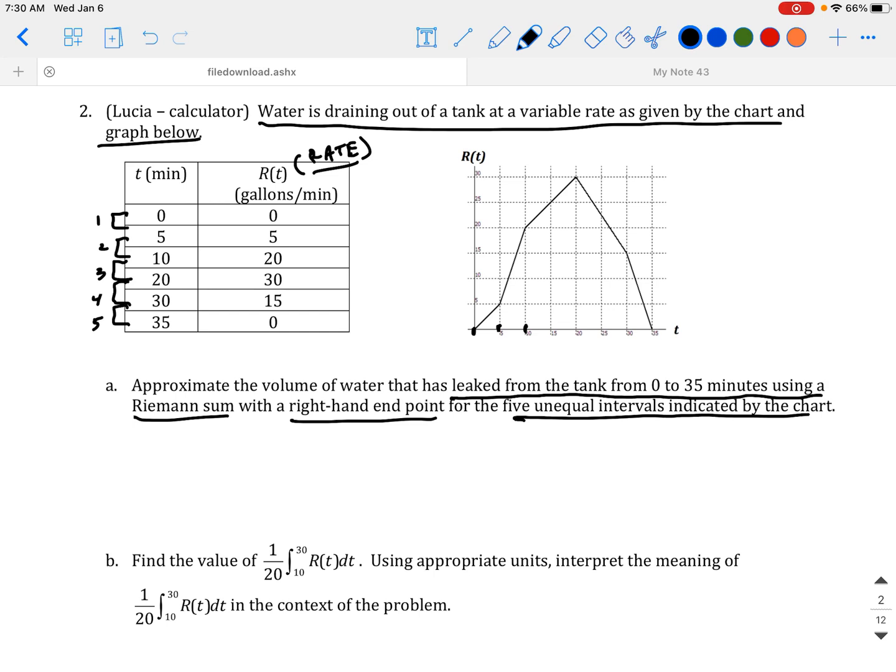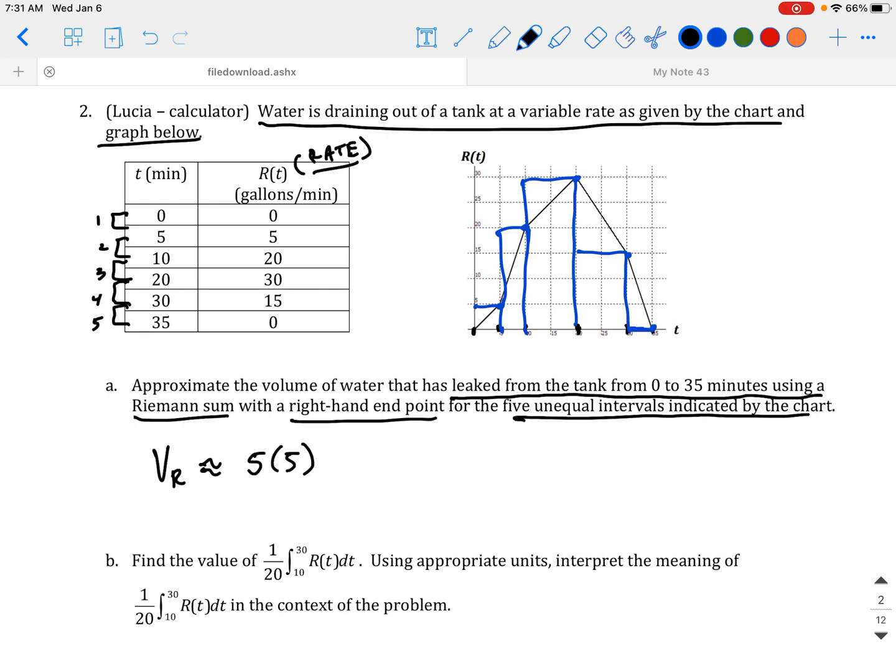So we've got 0, 5, 10, 20, 30, and 35. So we're going to use right-hand endpoints. So we'll start on the right, and we'll leave off the last endpoint because we can construct our rectangles here. Now this is a calculator problem, so you can use your calculators. So then the volume using right endpoints is approximately, so our delta x is changing each time, so keep that in mind. So we're going to do each rectangle as a separate calculation.